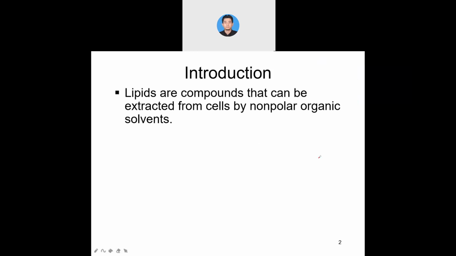Lipids are compounds that can be extracted from cells by non-polar organic solvents. By this information, we know first that a lipid is an organic compound, that's why it can be extracted by organic solvent. And second, it is a non-polar compound. Non-polar means it contains a lot of carbon and only one or just a few other atoms.